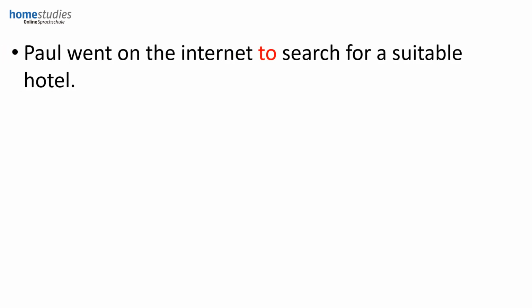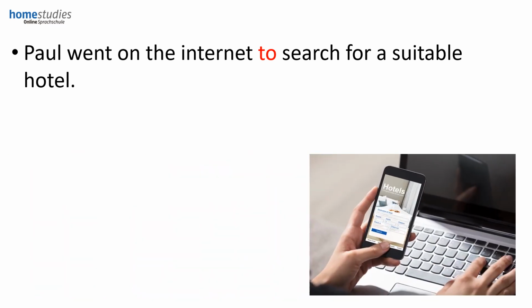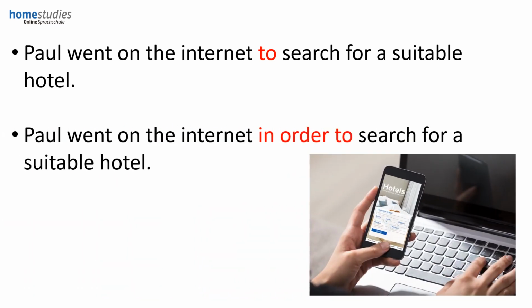Here are some examples. Paul went on the internet to search for a suitable hotel. Now we could also say Paul went on the internet in order to search for a suitable hotel. Now, to, in order to, and so as to introduce the clause of purpose and are all followed by the infinitive. So as to and in order to are more formal.